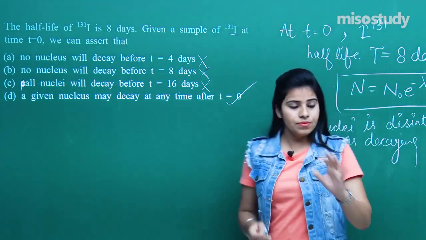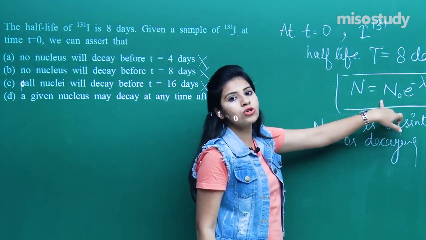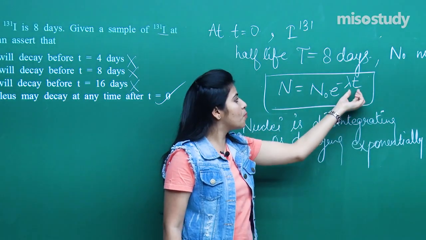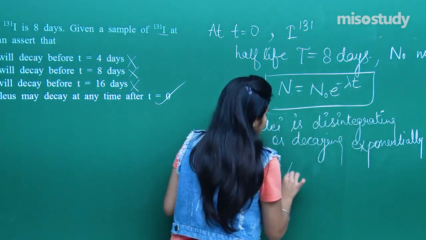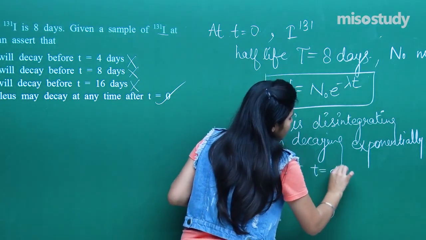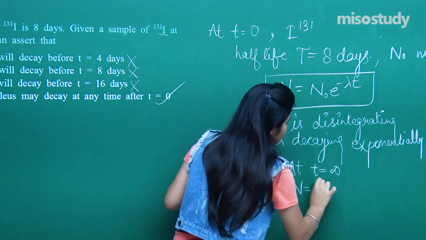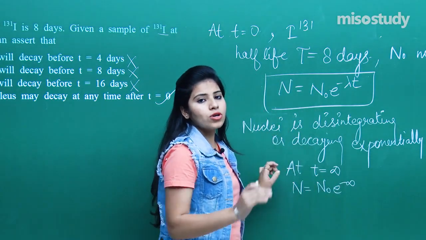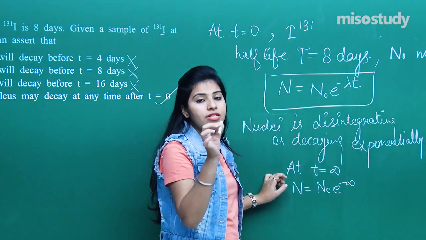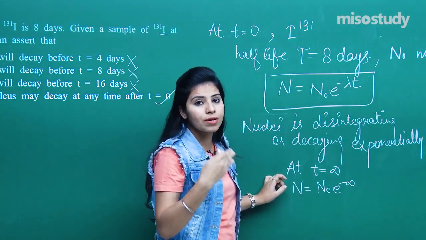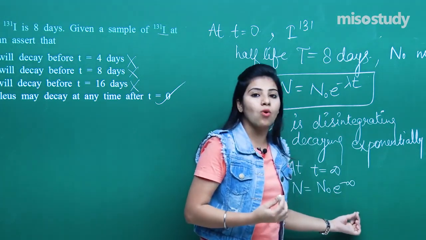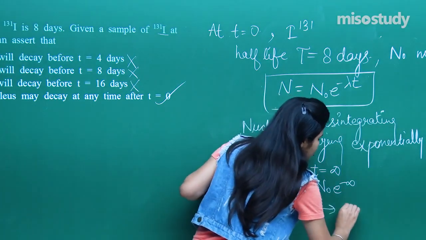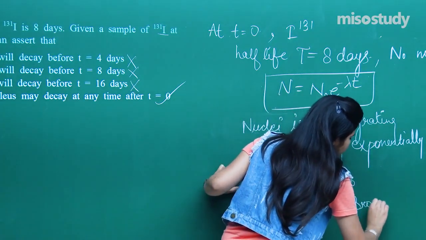In this equation also, if you put t equals infinity, your equation will be N equals N0 e raised to the power minus infinity. So e raised to the power minus infinity is 0, it approaches 0. It is a very small value. So we can say N is approaching 0.